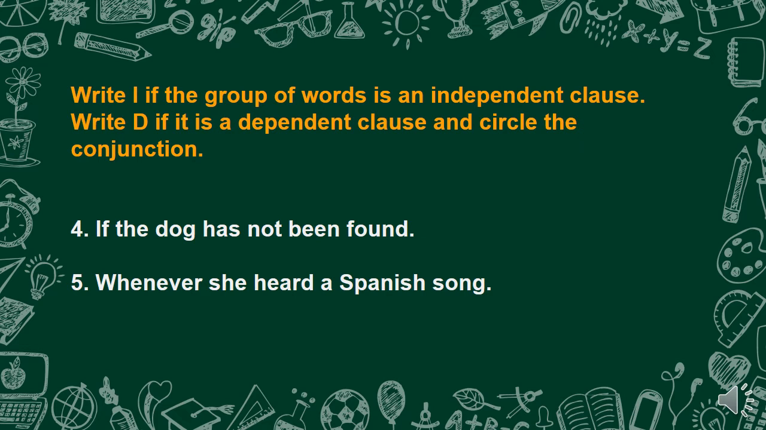If the dog has not been found. What about this if? What is it? If is a conjunction. Yes, it's a helper that helps dependent clauses. So this is a dependent clause. How do you know? If I say, if the dog has not been found, what would have happened? We don't know. Please make a conjunction list and write these conjunction words in it. So this is also a dependent clause.